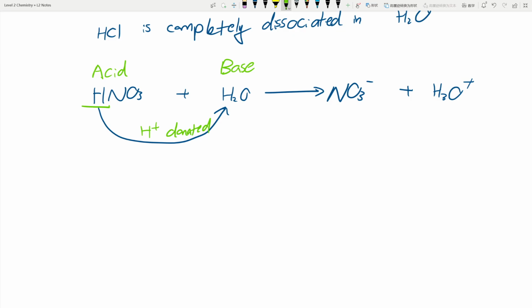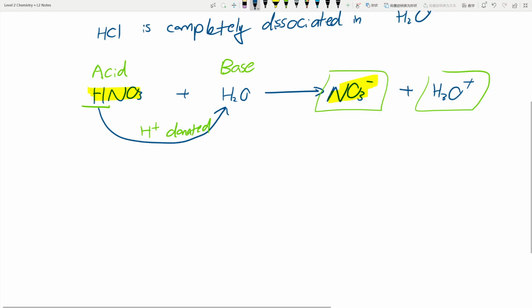Now we're going to look at these two species here, because if you look at the HNO3, I'm going to highlight them, if you look at the HNO3 and the NO3 minus, they're very, very similar, but they're different by one H plus. And where did the one H plus go? The one H plus was given away to the base. So if the HNO3 was the acid, the NO3 minus is what we call the conjugate base.